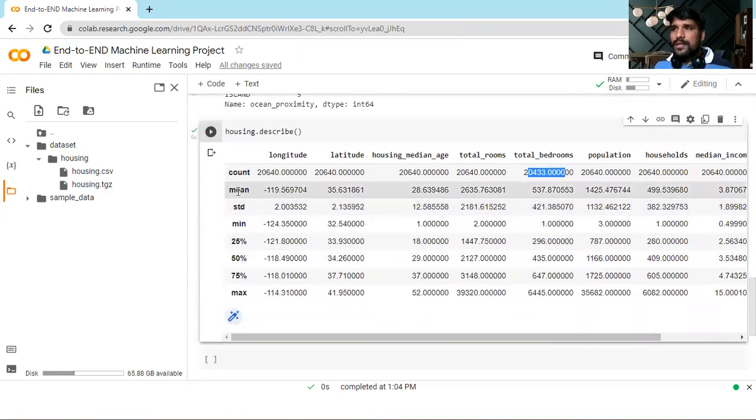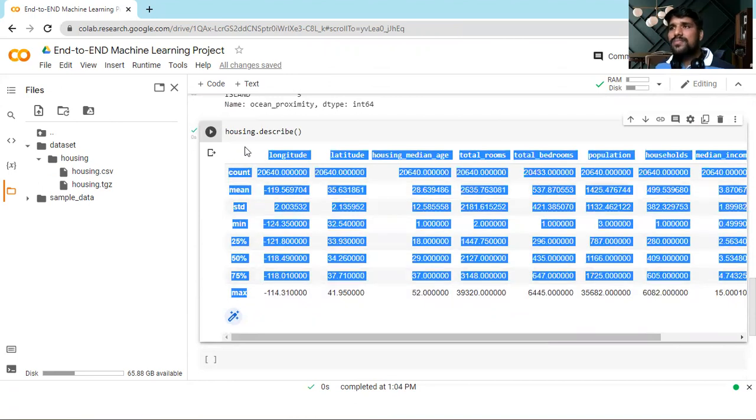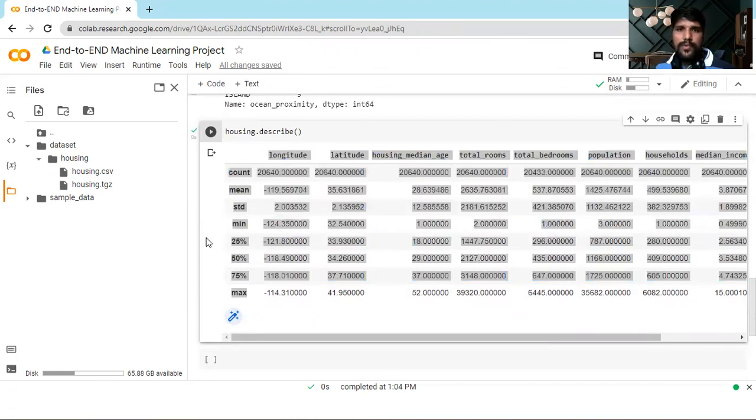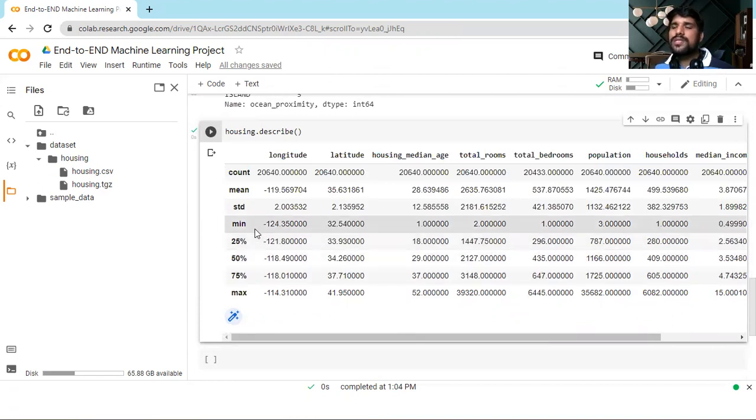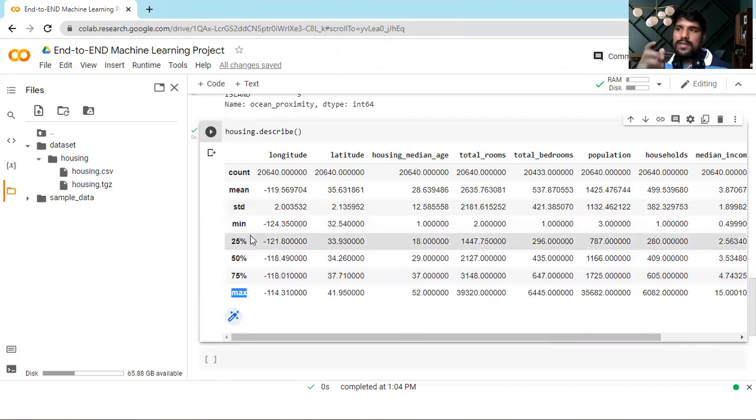Then it contains mean, standard deviation, 25 percentile, 50 percentile, 75 percentile, and the max. Sometimes it is also called a 5-point summary. We will see in a minute what a 5-point summary is, but it is nothing but the minimum, maximum, 25%, 50%, 75%, and the median value. Median value is nothing but the middle value of that data. Now, why are we looking at this statistical information?